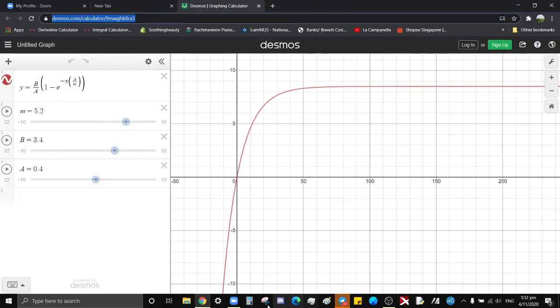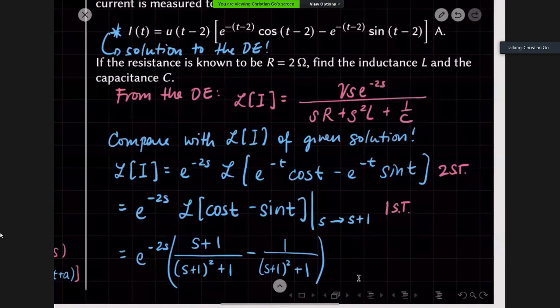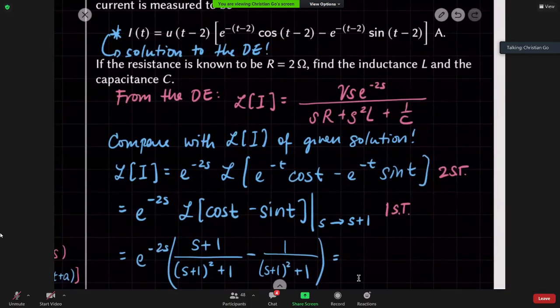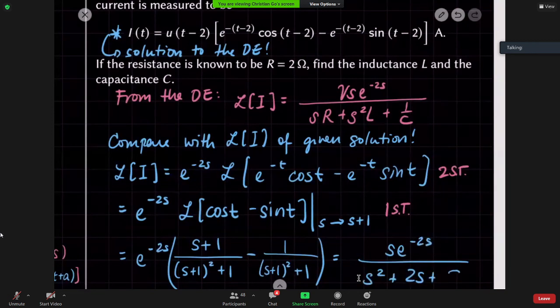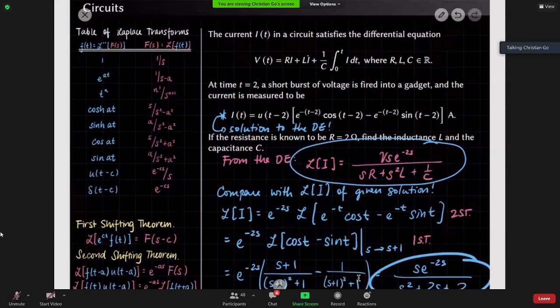Are there any questions before I continue? So let's just simplify this. Let's combine everything. This is just going to be equal to s e to the minus 2s all over s squared plus 2s plus 2. That's the Laplace transform of the solution. We have an expression for it here. All we now need to do is compare coefficients.